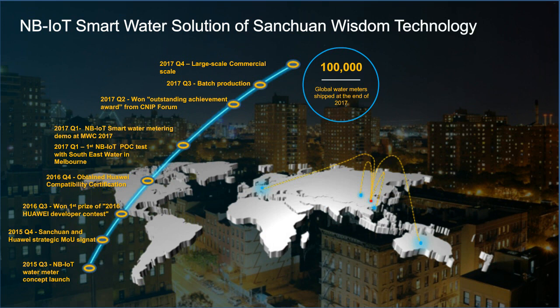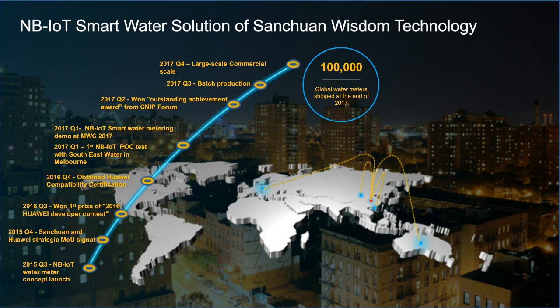Sanchuan takes part in some important exhibitions and forums to publicize the NB-IoT water meters and solutions, such as MWC in 2017, Huawei HCC in 2016 and 2017, and the CNIP forum, and so on. Sanchuan also takes part in technology certification activity, and it obtained Huawei compatible certification in the third quarter of 2016 and CTTL certification in the fourth quarter of 2017.